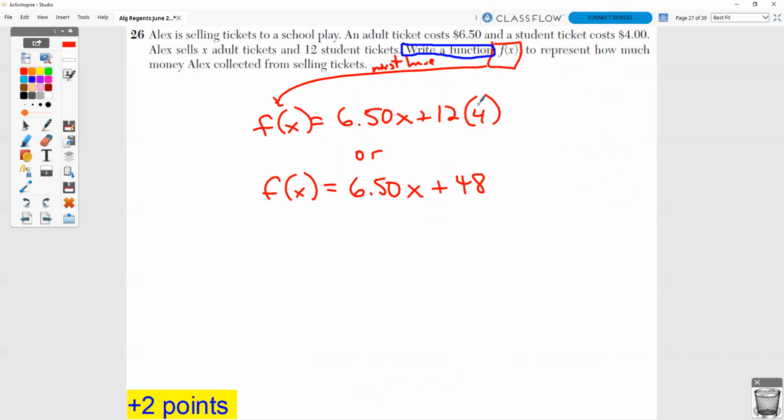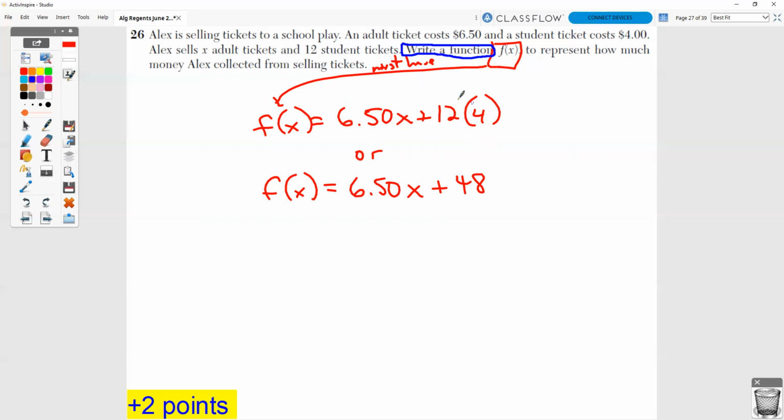Because it says to write a function and it says specifically f of x, you have to have that f of x equals at the beginning. If you didn't write f of x equals, you can't get full credit because you didn't write a function. You just wrote an expression if you didn't have the f of x equals. So it's $6.50 per ticket. So $6.50 times the number of tickets, x, plus it's 12 student tickets times the cost of a student ticket, which is $4.